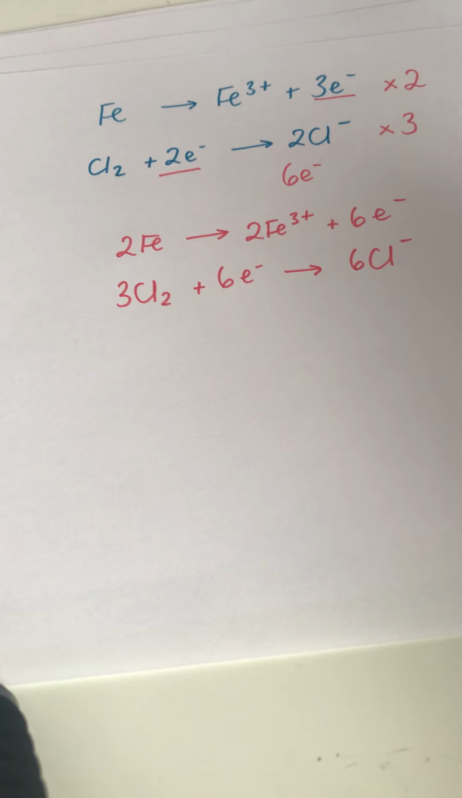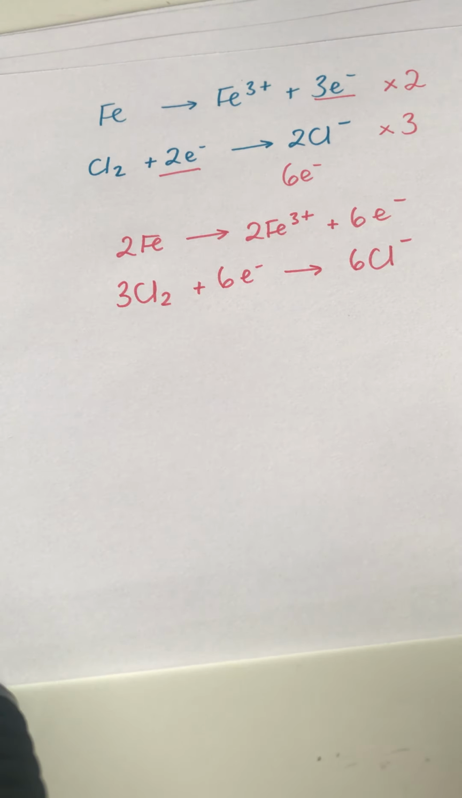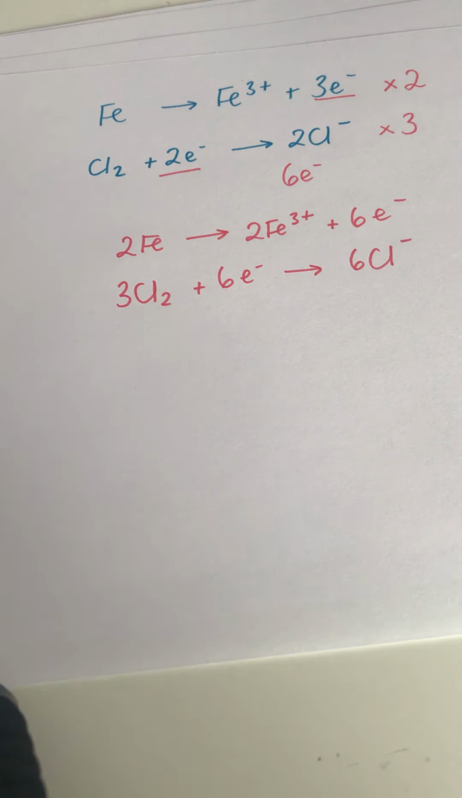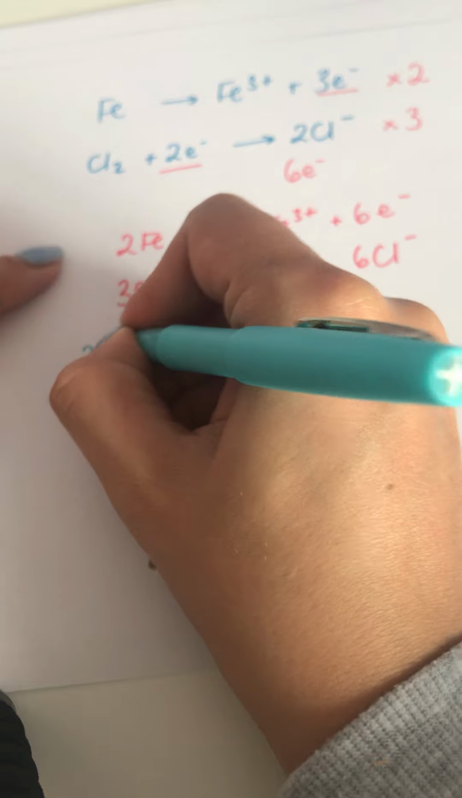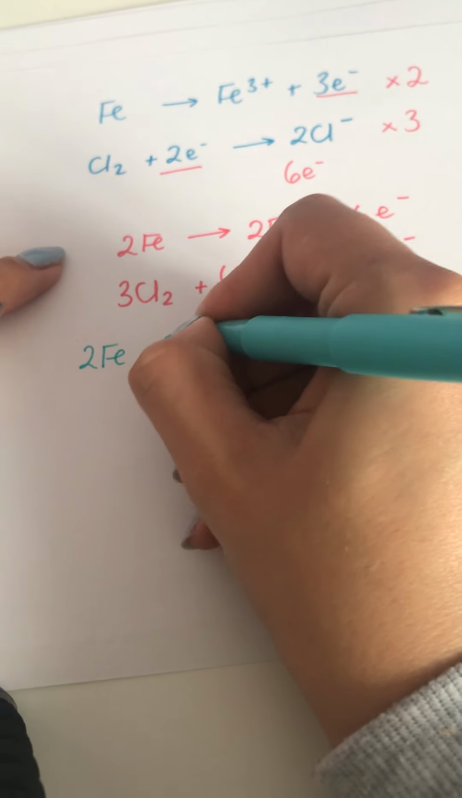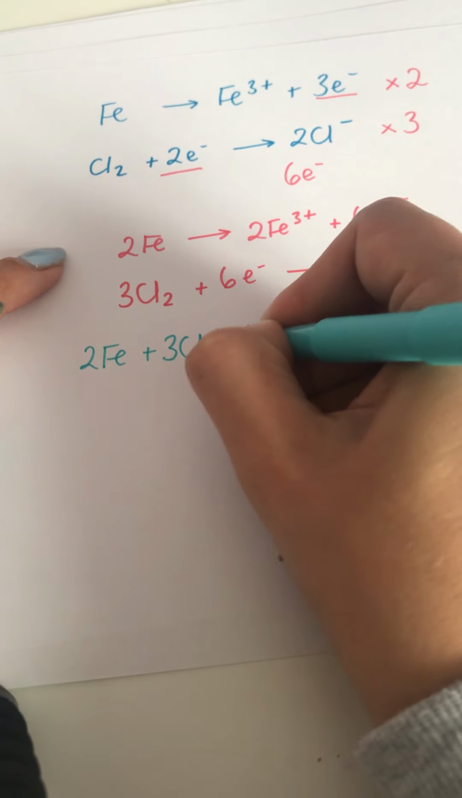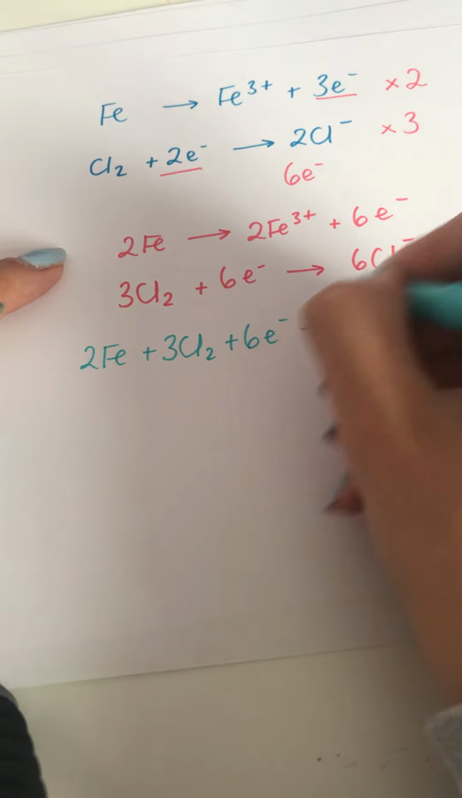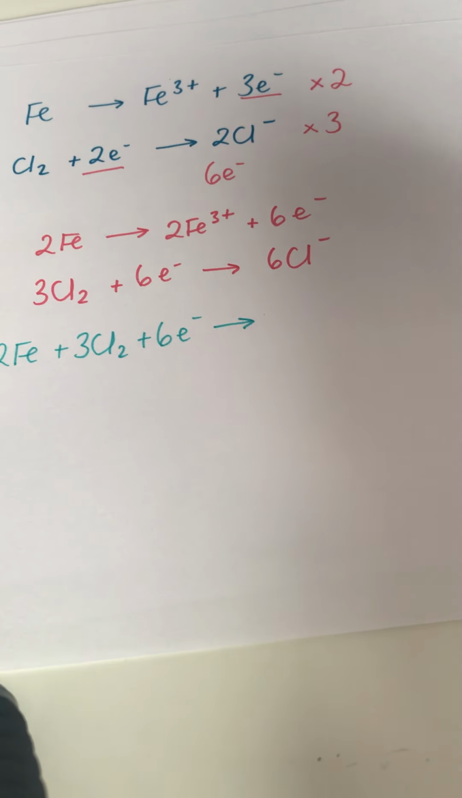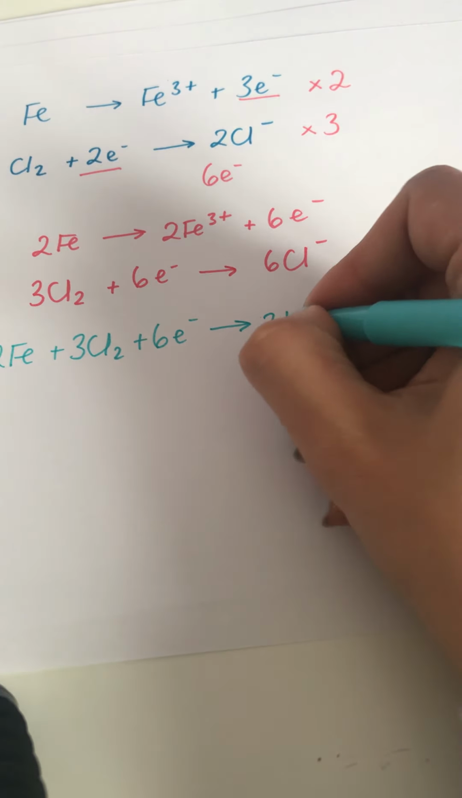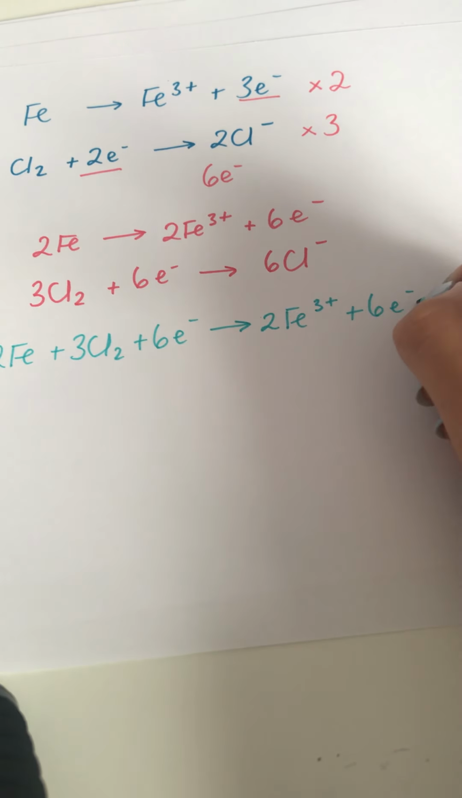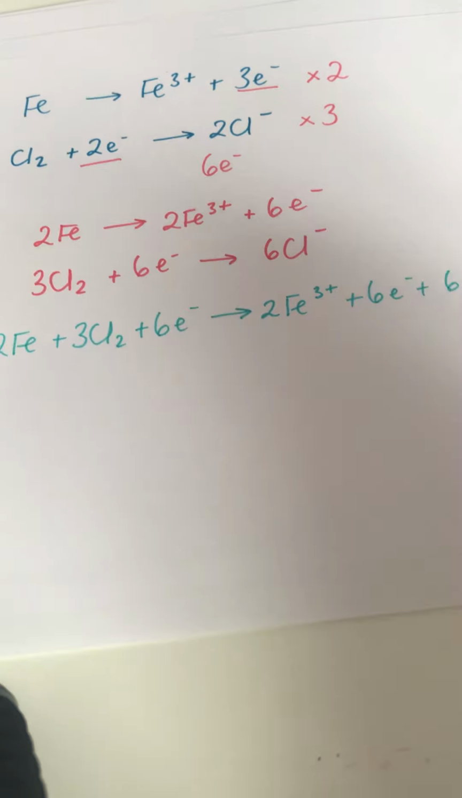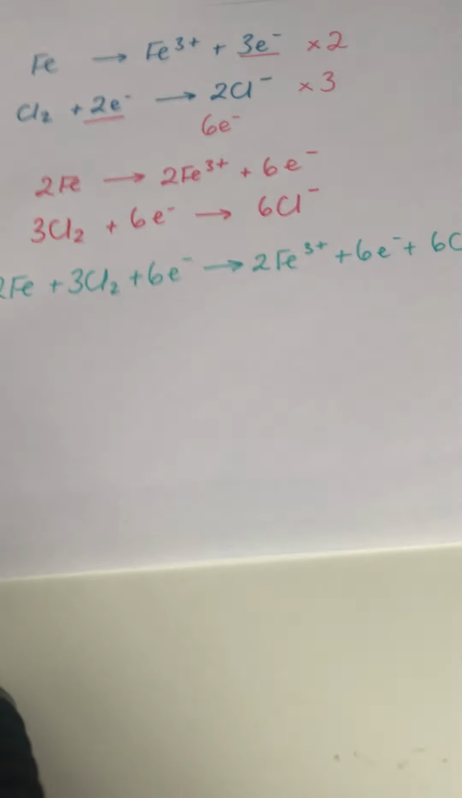Now that the number of electrons on either side is the same, I can combine those two equations together. So all of my reactants will be 2 Fe's plus 3 Cl2s and 6 electrons, which produces all of my products. So now I've got 2 Fe3 plus and 6 electrons and 6 Cl minuses. If I just move that up so you can see.